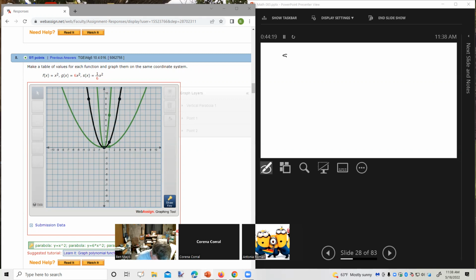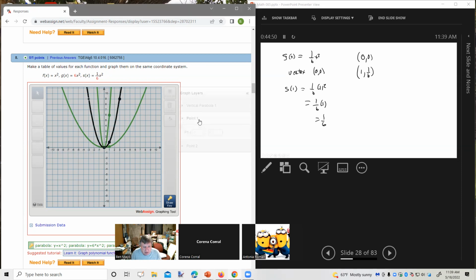So s of x equals 1/6 x squared. Okay, so your vertex is going to be at 0, 0. And then maybe put in 1. So s of 1 would be 1/6 times 1 squared, which is 1/6 times 1, which is 1/6. So you got 0, 0, and then 1, 1/6. So what you're going to do is over here, and I can't access it in this mode, but when you go to graph that, you'd click on 0, 0.